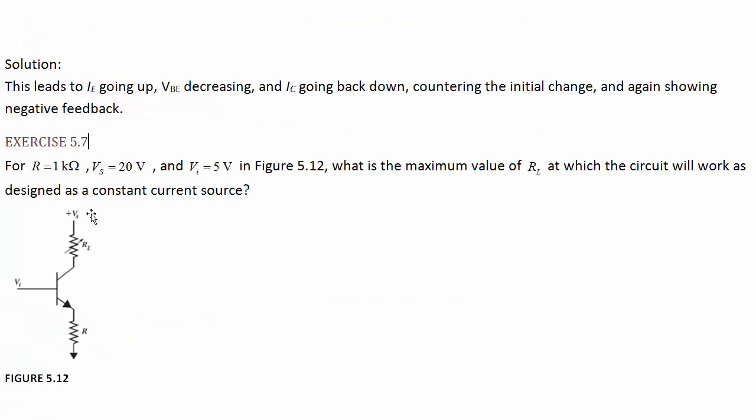Exercise 5.7. We've got this setup again, and we're told that R is 1K, V_S is 20 volts, V_I is 5 volts, and we're asked to figure out what's the maximum value of the load resistance at which the circuit will work as designed as a constant current source.